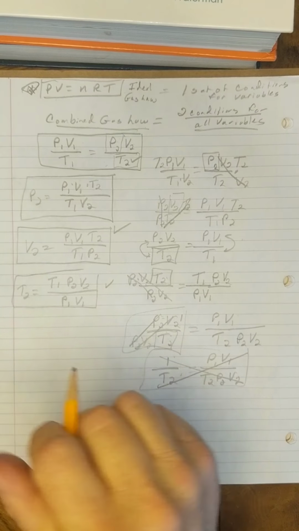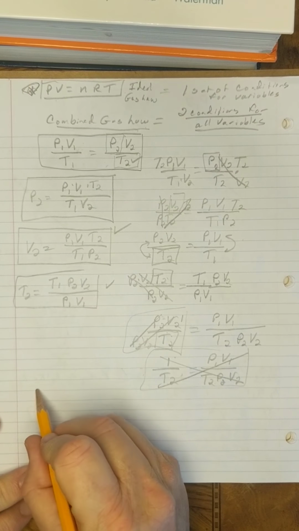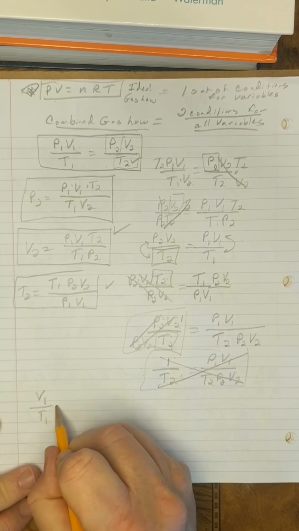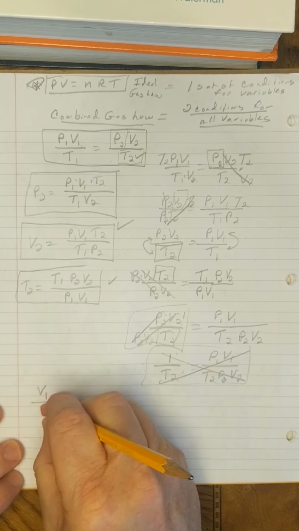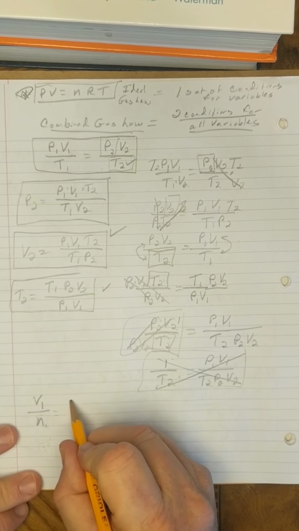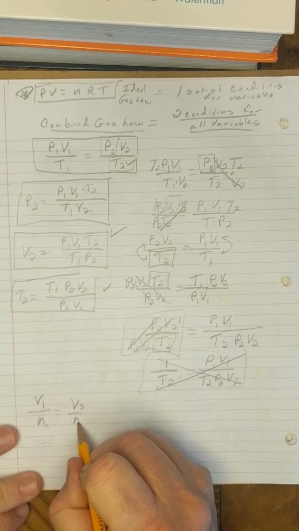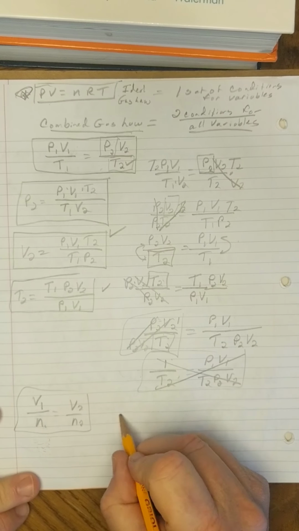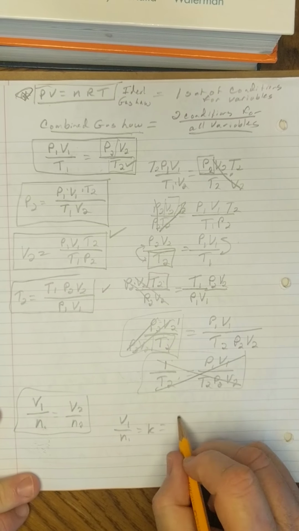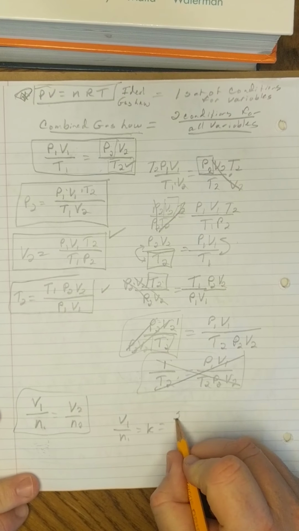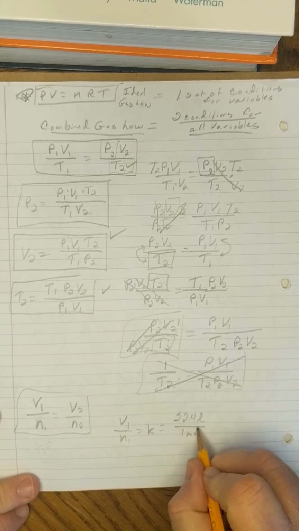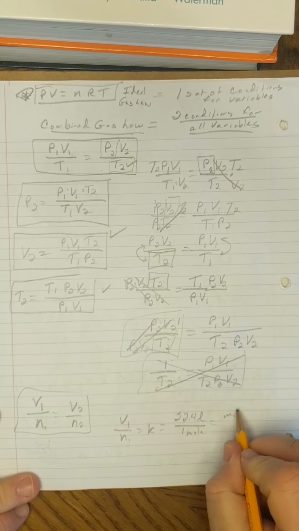In the last video, I was showing Avogadro's law. V1 over N1 equals V2 over N2. That V1 over N1 is a constant, and I just wanted to point out that that constant is 22.4 liters, which is equivalent to 1 mole, and that's the molar volume of a gas.